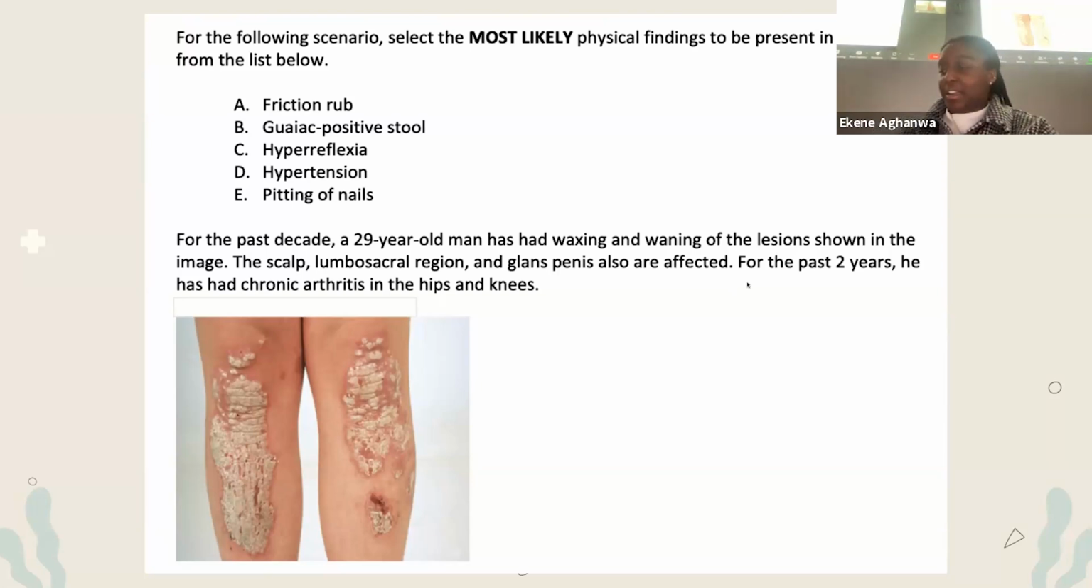Just have a crack at it. Okay, let's move on. So the answer is E, pitting of the nails. If you don't know that, we'll go through why this is the answer.